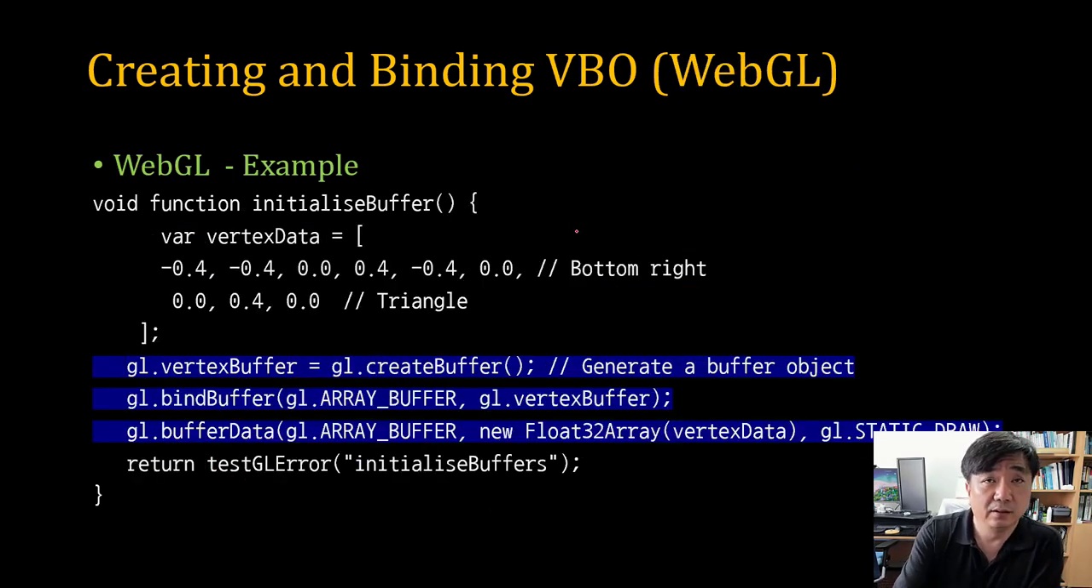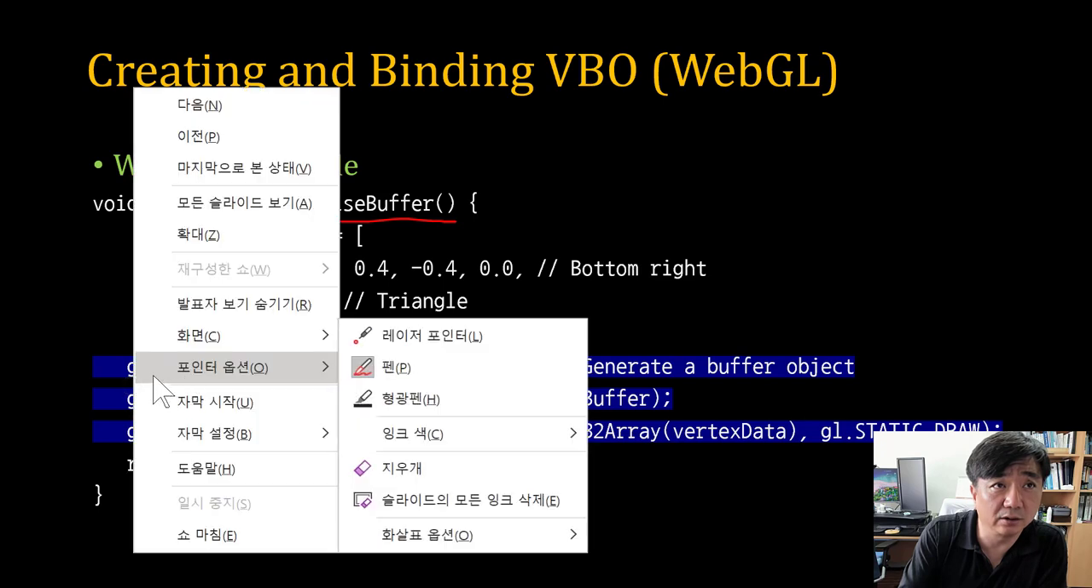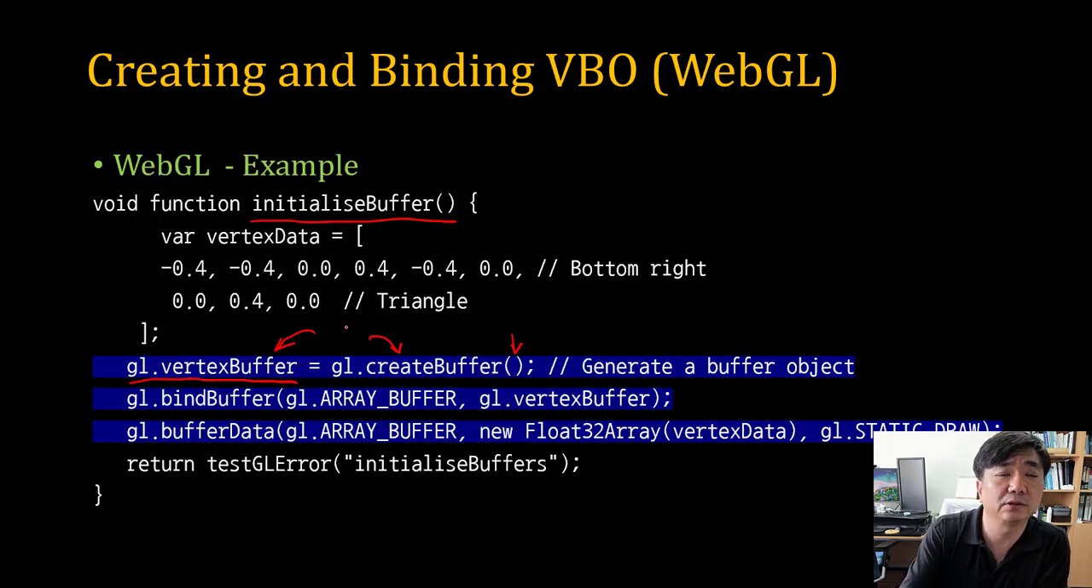Okay, for example, this is the hello triangle code. The function name is initialize buffer. In OpenGL, all API commands start with GL, but in WebGL, the GL prefix does not exist in the function names. So GL is removed, and previously in OpenGL it was glGenBuffers, but it is changed into createBuffer, and it does not have any parameters. The result is stored as the return value, in a vertex buffer object.